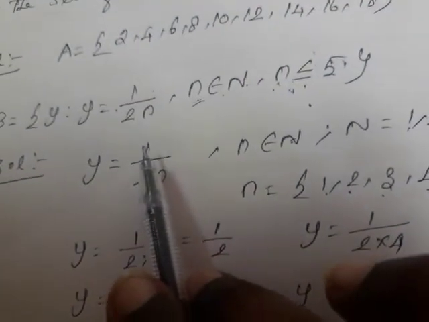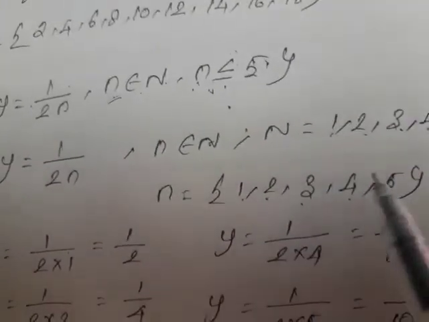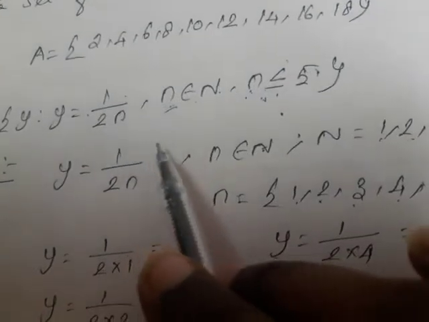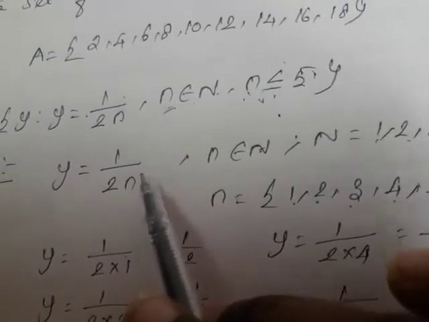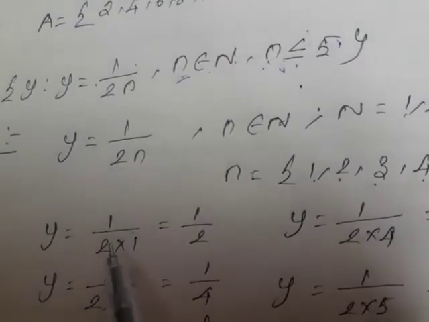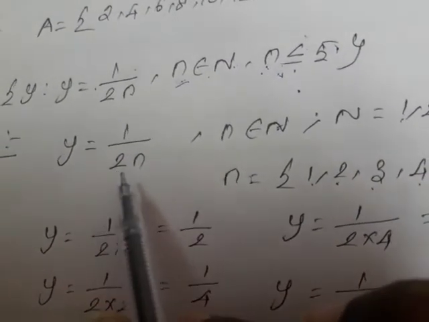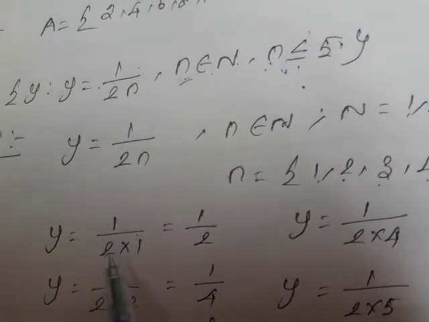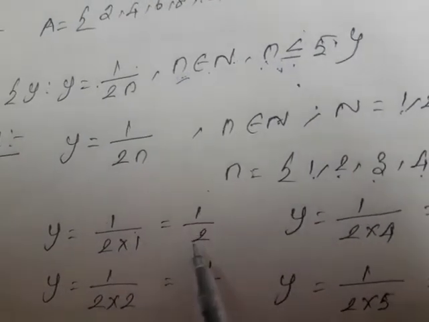So what's the condition? y equal to 1 by 2n. The n values we already know: 1, 2, 3, 4, 5. You are going to substitute 1, 2, 3, 4, 5 in place of n. First one, y equal to 1 by 2n. 2n means 2 into n. So the first one is 2 into 1. So 1 by 2.